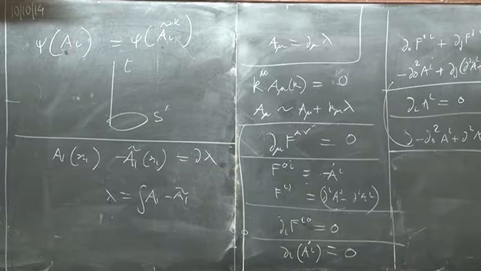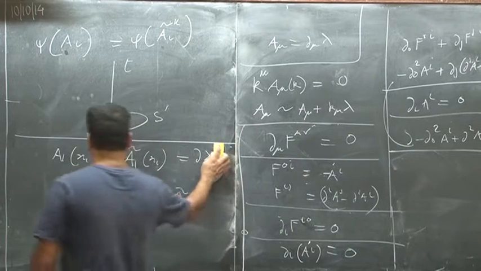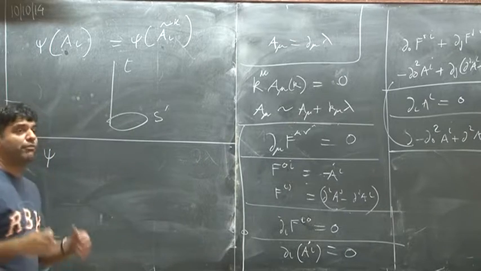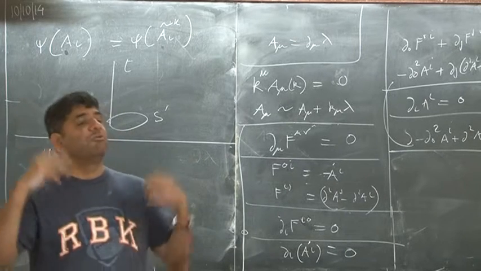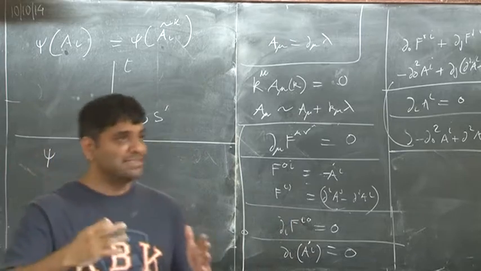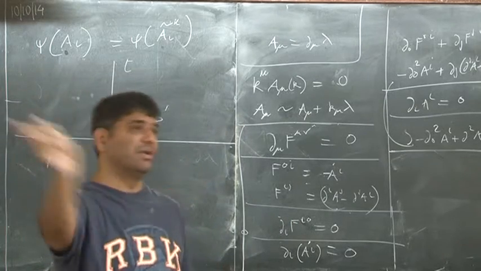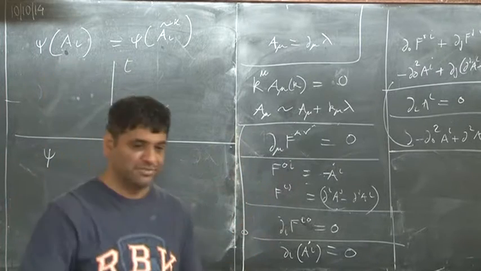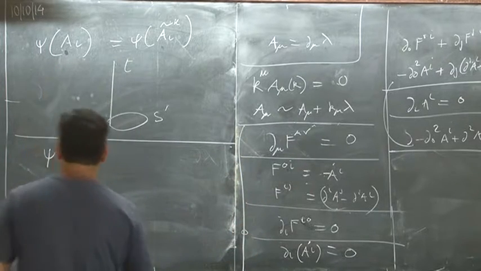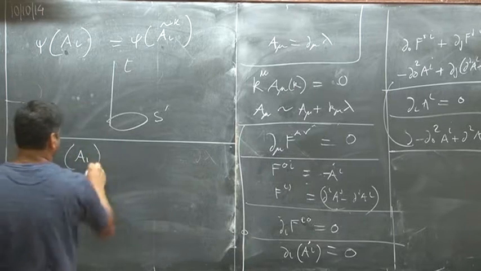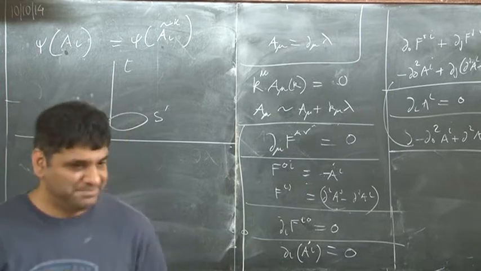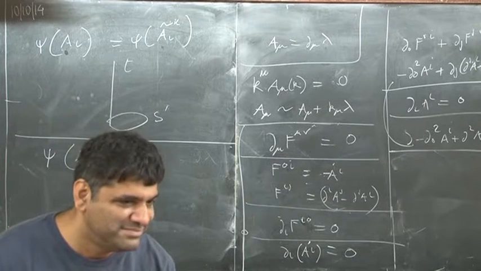What was our rule for quantization? The first rule was that psi is a wave function of A1, invariant under gauge transformations. We can solve that condition by making psi only a function of A1, which is now not a function of X. Just a number.